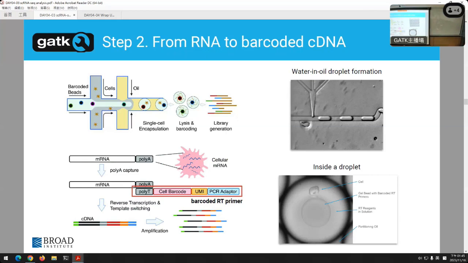They also get adapters for PCR, and they get a poly T. So our RNA has a poly A tail, so they get poly T tails, so they can hybridize. And I think that's all they get for that.